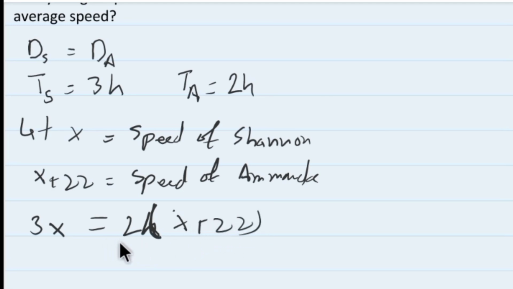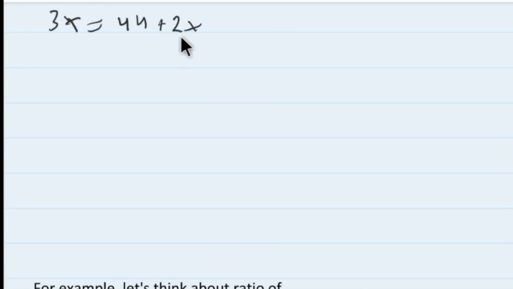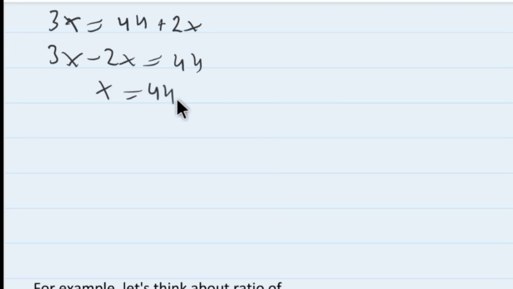So we simplify it to get the speed of both Shannon and Amanda. So 2 would be multiplied by both these values. 2 times x is equal to 2x, and 2 times 22 is 44. In order to isolate the variable on one side of the equation, we will move 2x to the left hand side. So 3x minus 2x is equal to 44. So 3x minus 2x is x, which is equal to 44 miles per hour. So the speed of Shannon is 44 miles per hour.